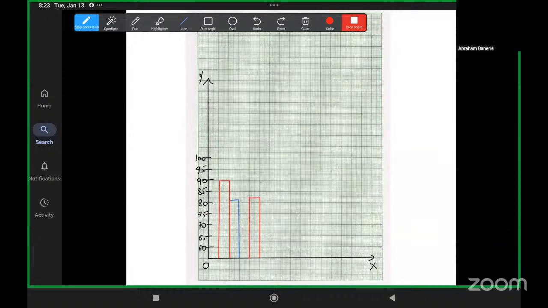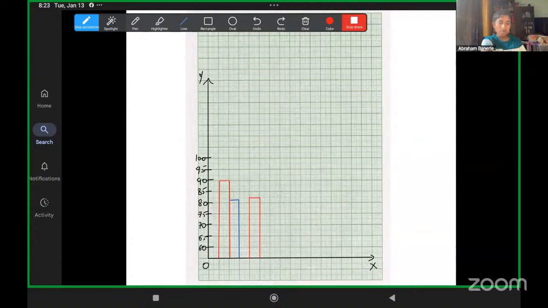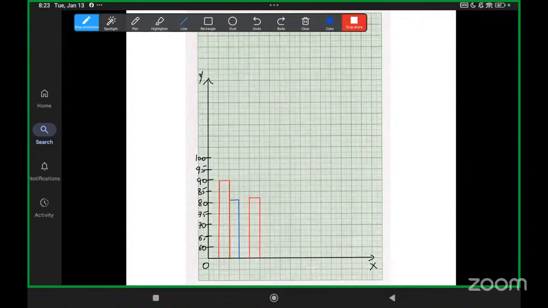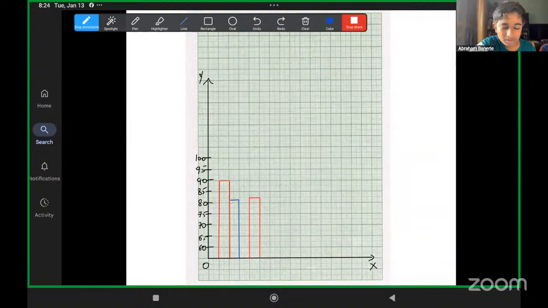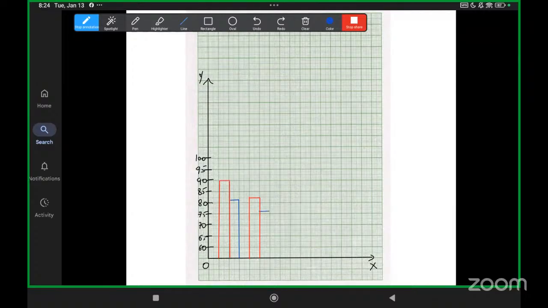Ma'am, yes, Abraham. Ma'am, I didn't color the graph inside. I just outlined my present students with red. Is that okay? You just outlined your present students with red. That is okay. You can do pencil shading also. One is pencil gray and one is red. That is okay, Abraham. No problem.